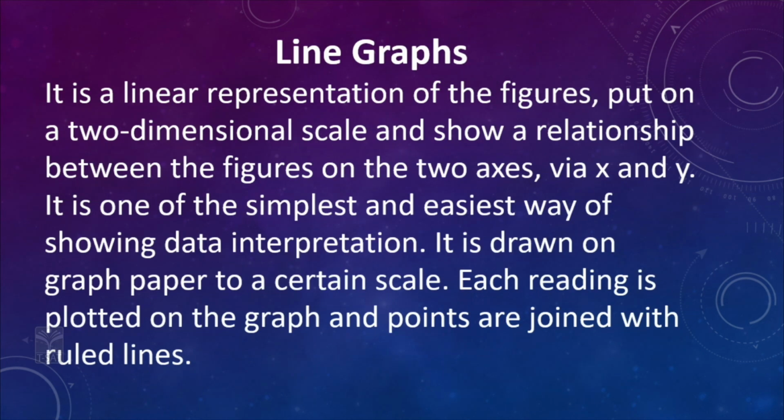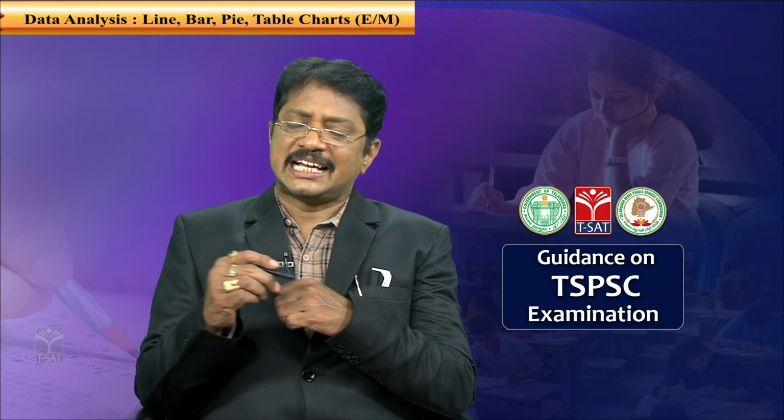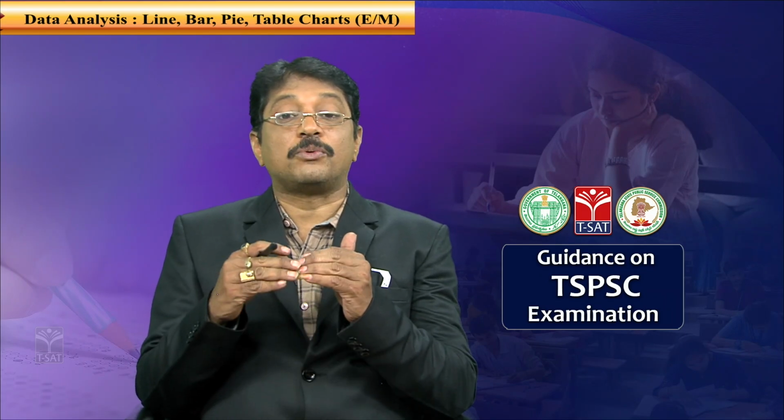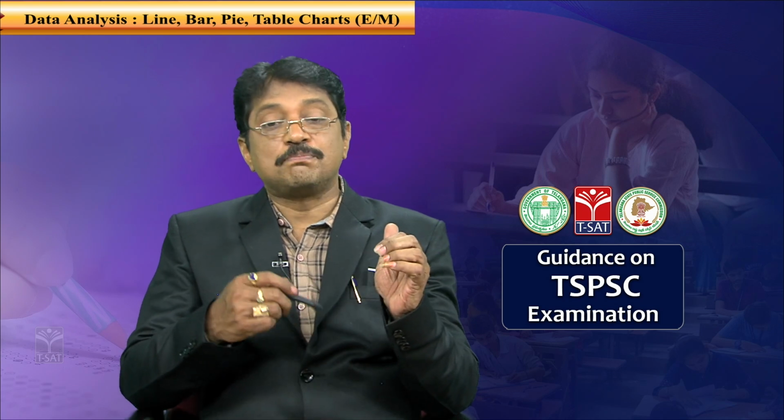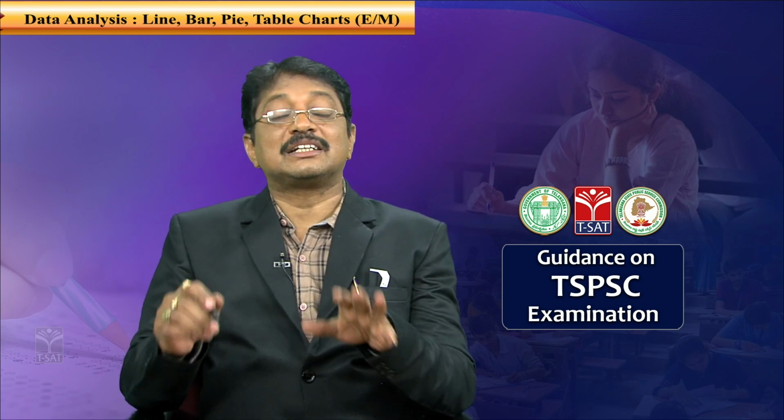Now coming to the next one, line graphs. It is a linear representation of the figures put on a two-dimensional scale and shows a relationship between the figures on the two axes, that is x and y. It is one of the simplest and easiest ways of showing data interpretation. It is drawn on graph paper to a certain scale. Each reading is plotted on the graph and points are joined with ruled lines. When you join with line segments, it is called a frequency polygon. When you join with a simple free-handed smooth curve, we call it a frequency curve.